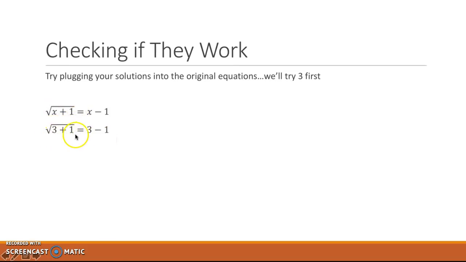So we've got root of 3 plus 1 equals 3 minus 1. That's going to give us root 4 equals 2, which of course we know is correct. 2 equals 2, so we're good to go here. So 3 is definitely a solution of this equation.